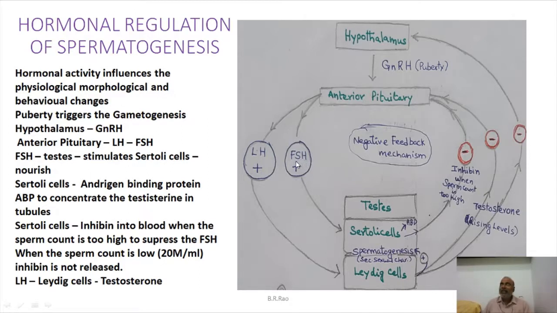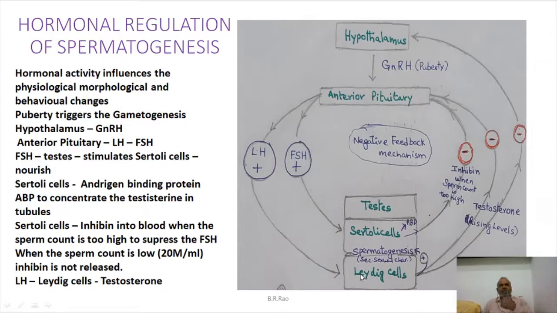Let us see what their role is. Luteinizing hormone influences the interstitial cells of the testis. Hence, luteinizing hormone is also called interstitial cell stimulating hormone, ICSH. It will stimulate the androgen secreting endocrine cells called Leydig cells to secrete testosterone.